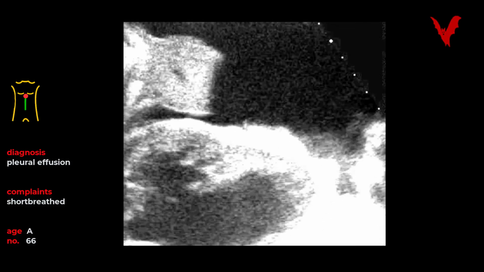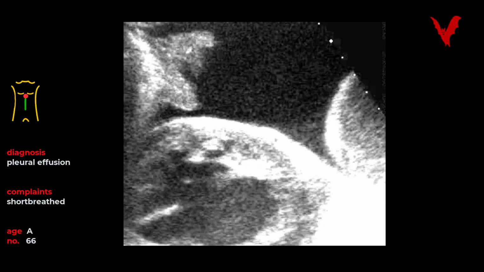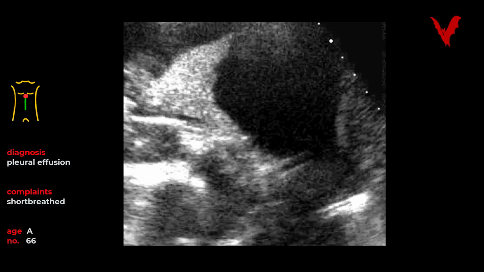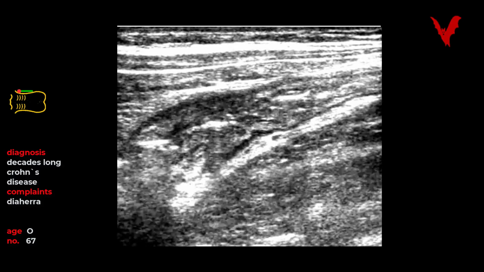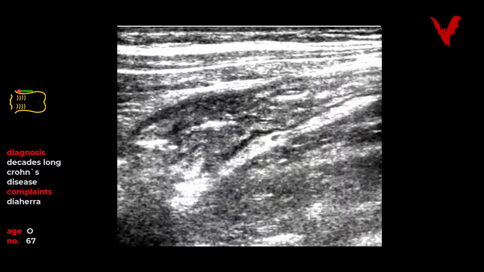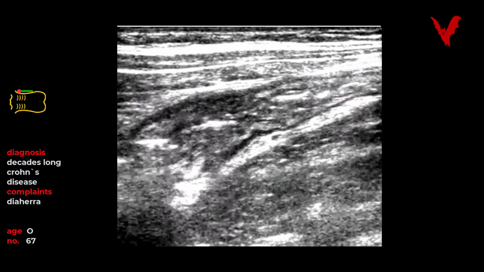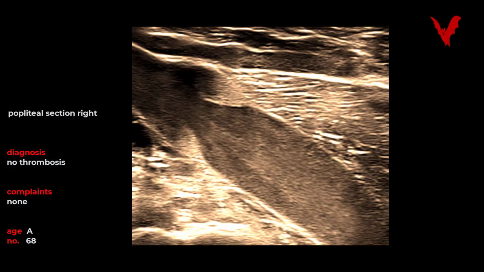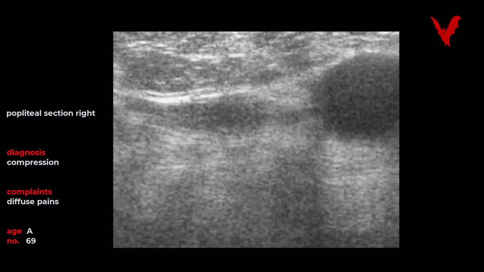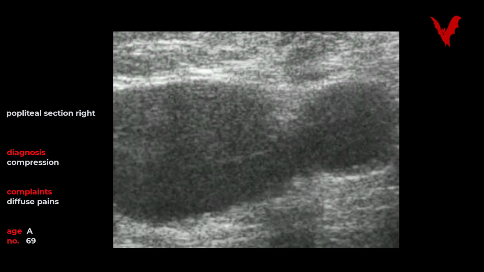This pleural effusion in case figure 66 explained the clinical symptoms of dyspnea. Another case in figure 67 of a long-standing Crohn's disease of the left flexure is again shown. Normal flow conditions are seen here in the periphery in figure 68. This easy maneuver outrules a thrombosis in figure 69.